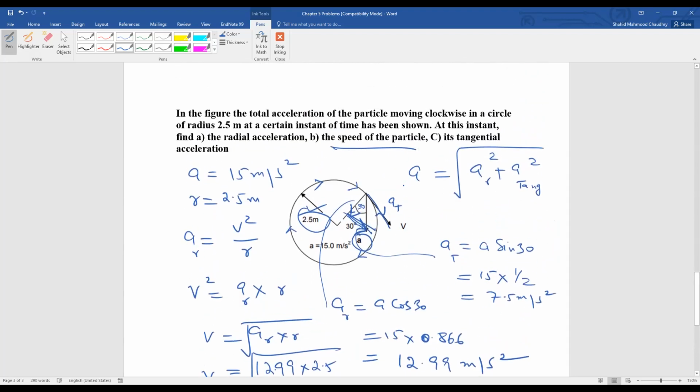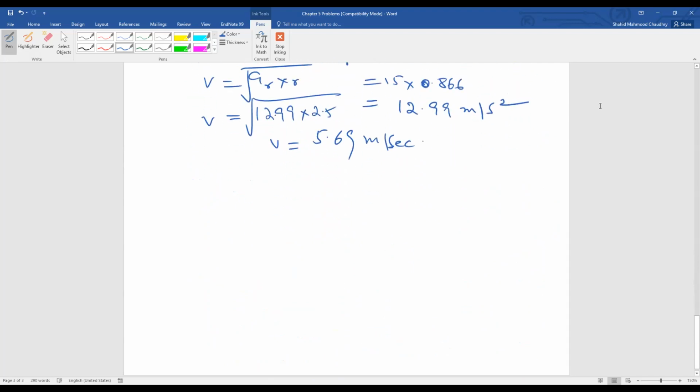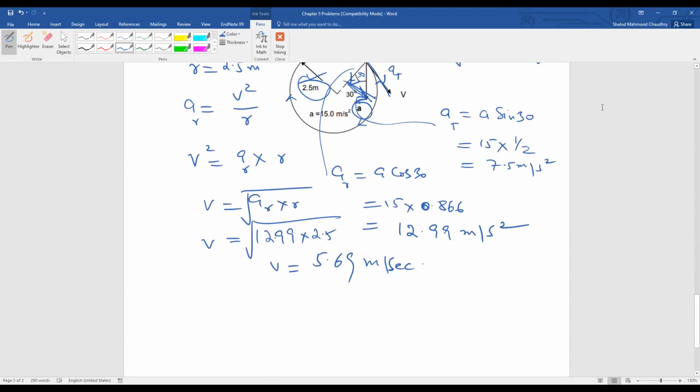Okay. After these two problems, now I'm moving towards chapter number 5.